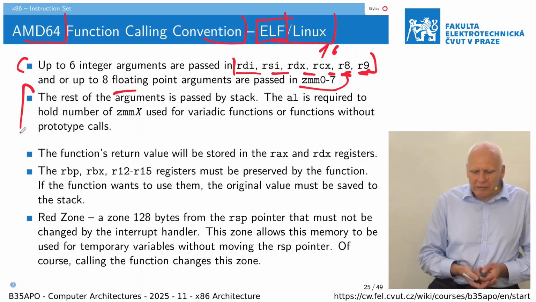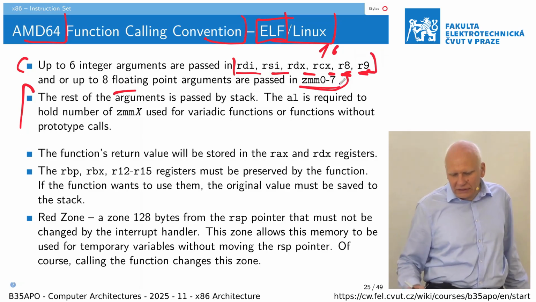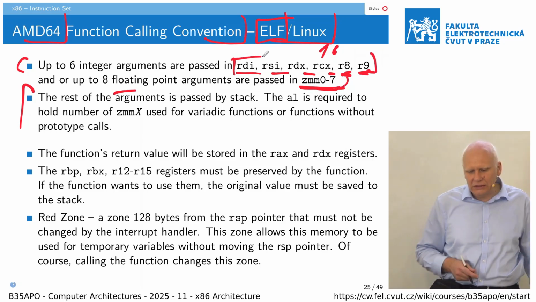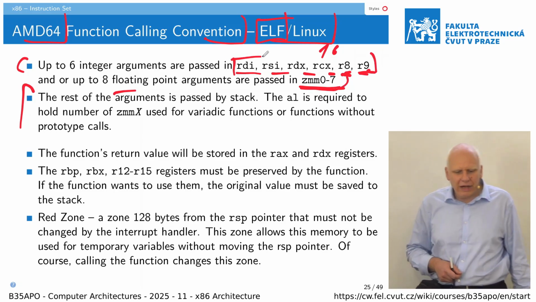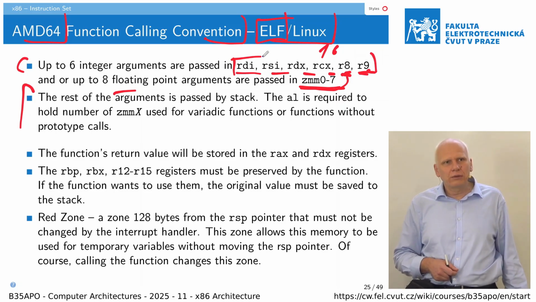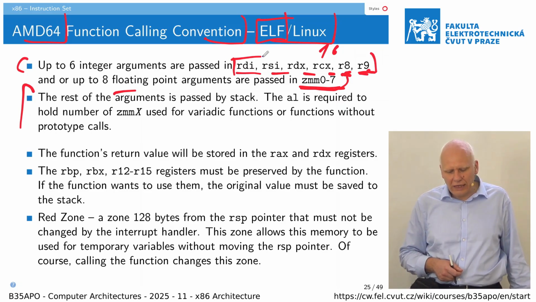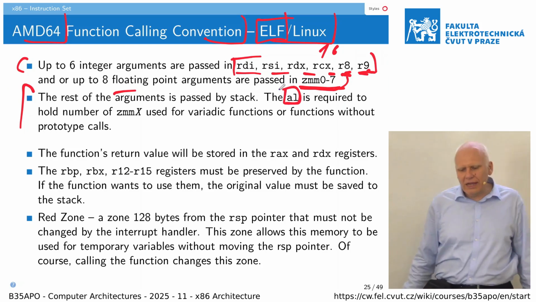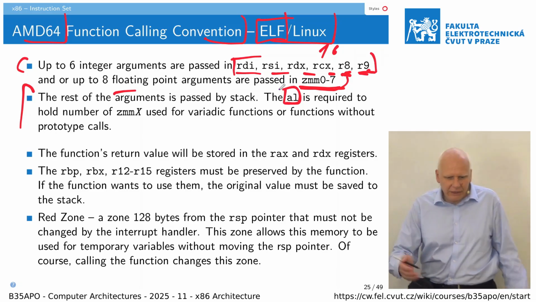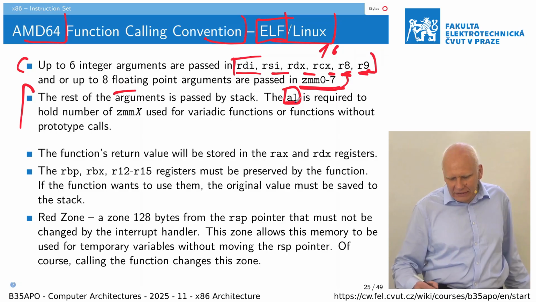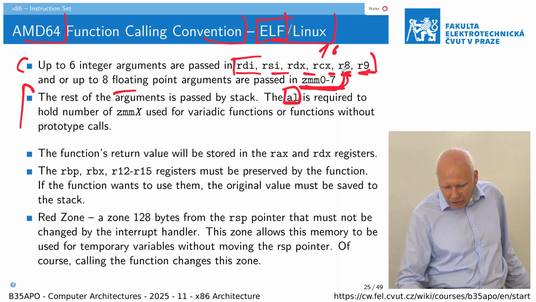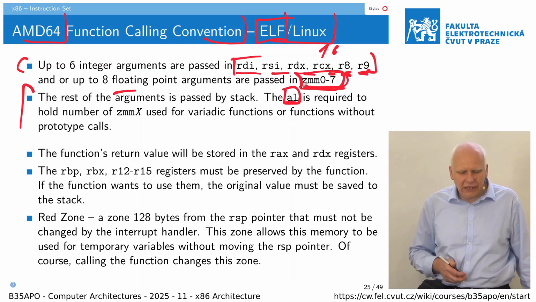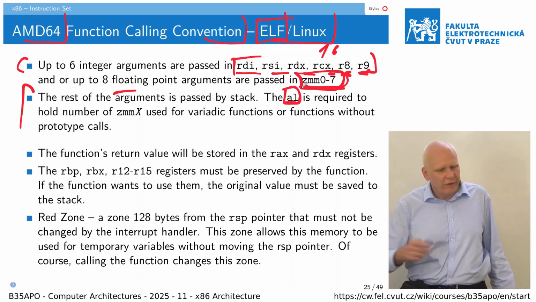There is one problem: because you pass some arguments in the multimedia registers and some arguments in the integer registers, if you have a variadic function or do not know how the function prototype looks, then for this reason it is necessary to set up AL, the 8-bit part of the RAX register, which informs how many arguments have been passed through the multimedia registers. Otherwise, you are not able to do that iteration with variable arguments.